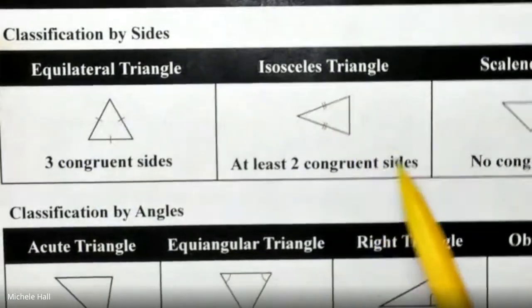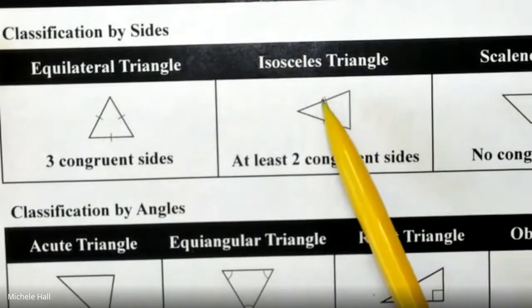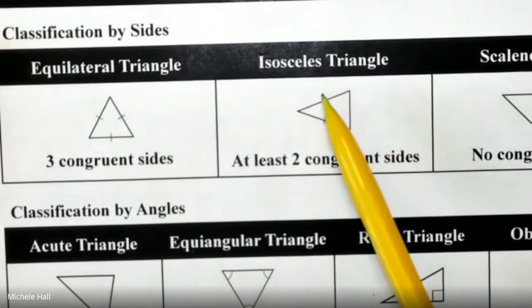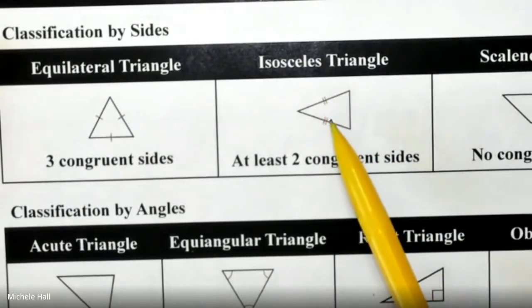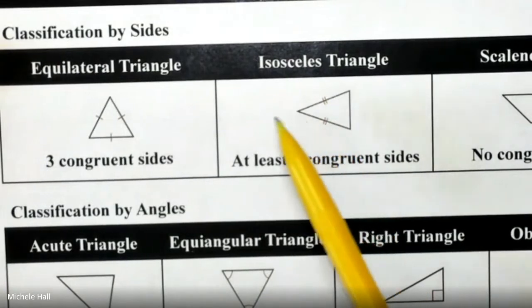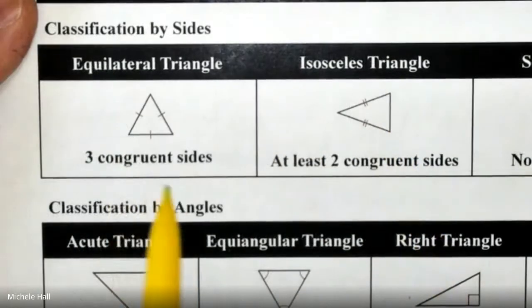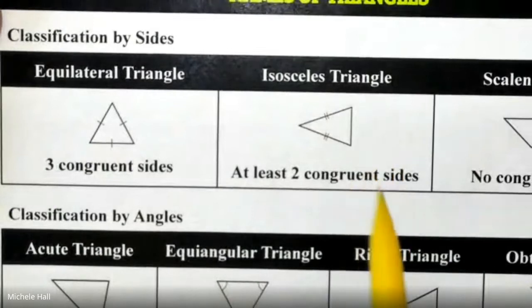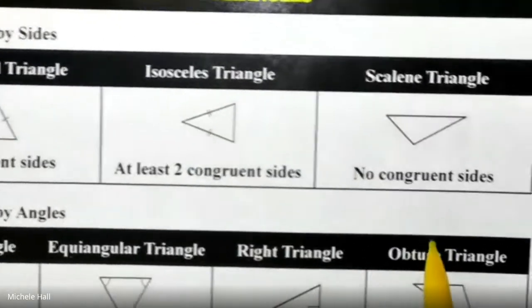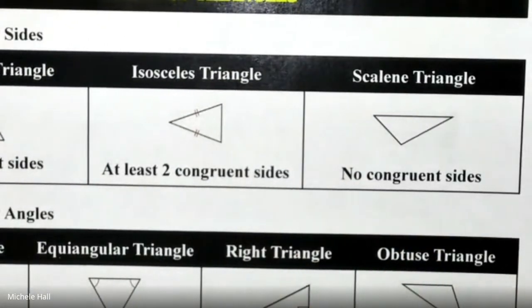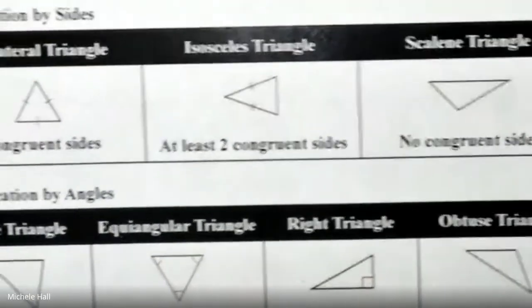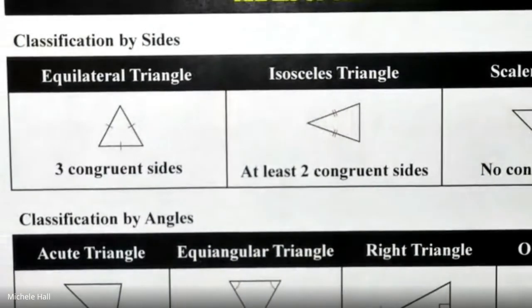An isosceles triangle, notice the 2 markings letting you know that these 2 sides are congruent to each other. So when you have 2 sides of a triangle congruent, then it's going to be an isosceles triangle. 3 sides, equilateral. 2 sides, isosceles. No sides are congruent. That's a scalene triangle. So that's classifying triangles according to their sides.